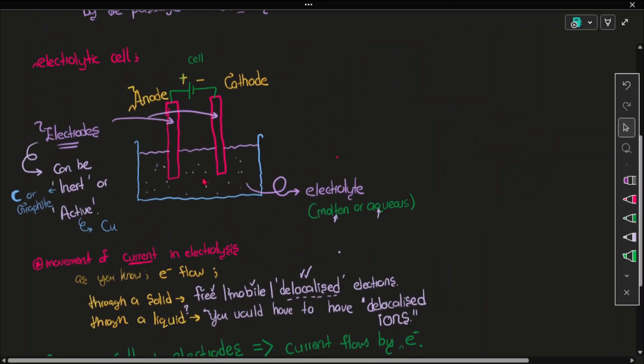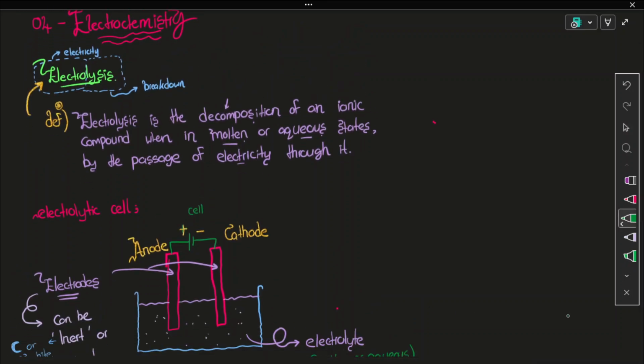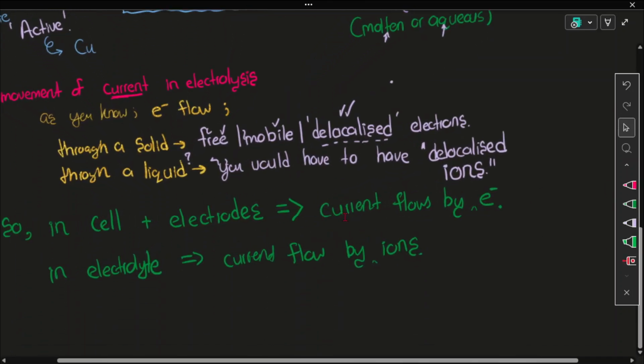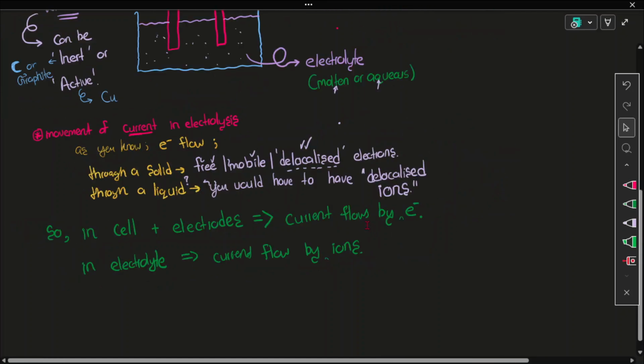What is that? Remember how I told you when we first started that whenever we do electrolysis, whatever ionic compound it is, it has to be in its molten or aqueous states. Why? You can be answered now. Now you have enough information to understand why. So let's simply see.